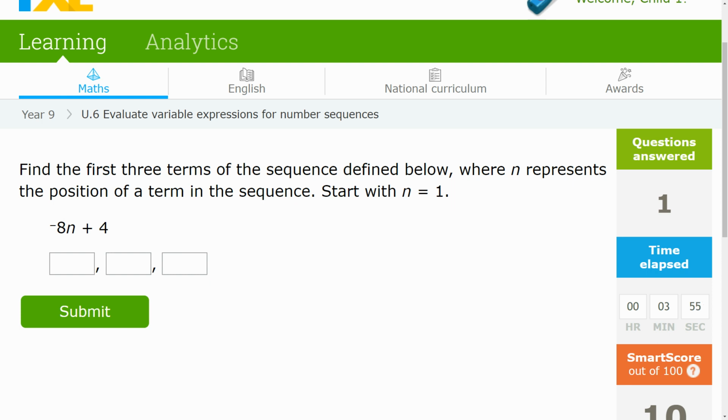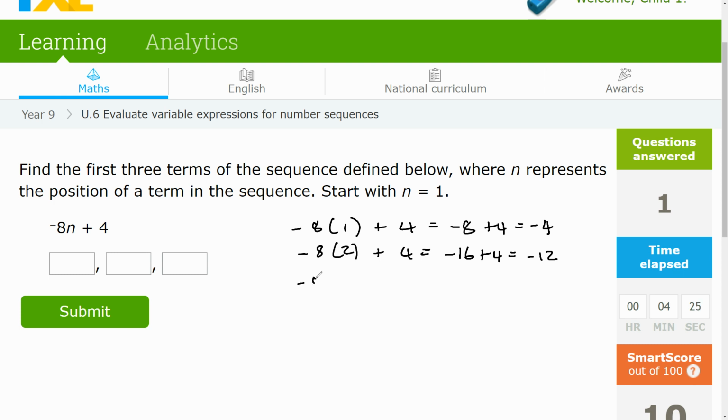All right, let's go through it now. So we can see that if I make n equal to 1, it's going to be negative 8 times 1, which is negative 8. Negative 8 plus 4 is negative 4. Then we have negative 8 times 2 plus 4, which is negative 16 plus 4, negative 12. Negative 8 times 3 plus 4, negative 24 plus 4, which is negative 20. And if I put that in there, I got negative 4, negative 12, and negative 20.